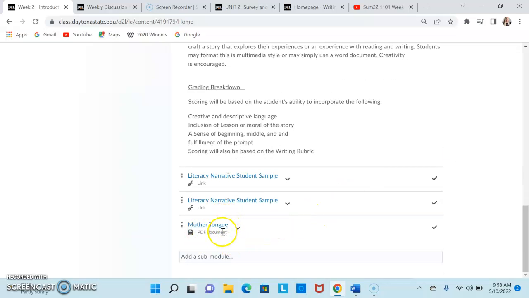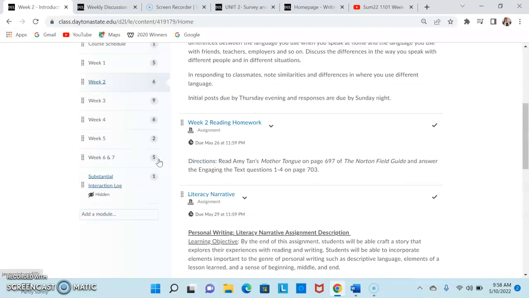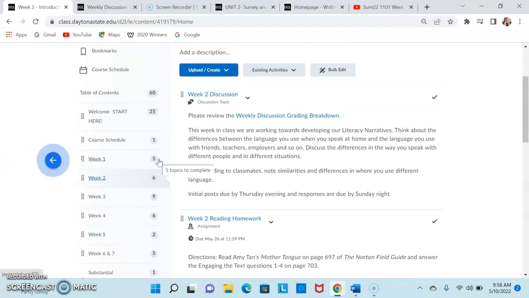So here is the PDF of Mother Tongue. Again, try to make sure you guys have that textbook, but I was able to post a copy of the textbook pages here for you just in case. And then here are some student samples of literacy narratives. So this is our week 2 in a nutshell.